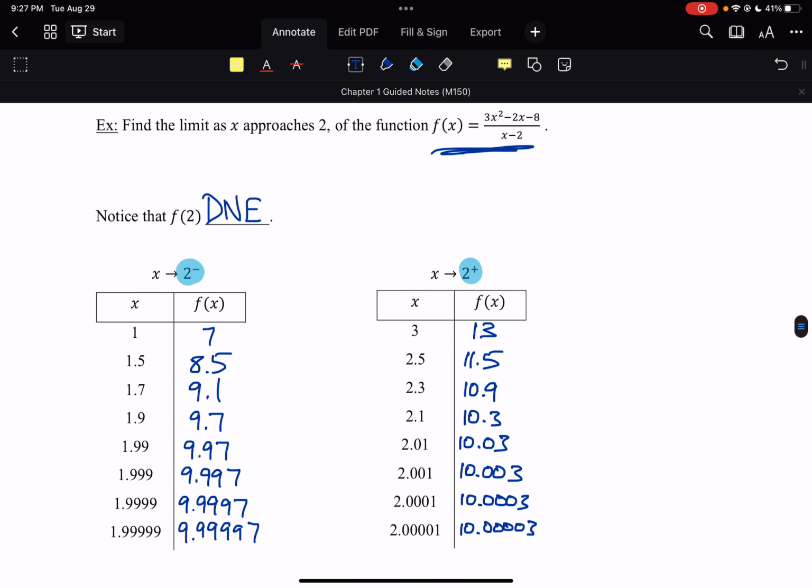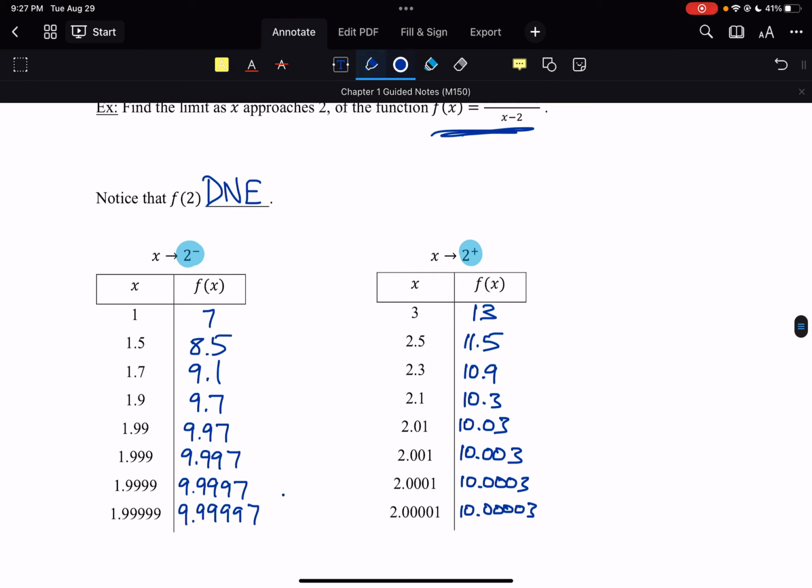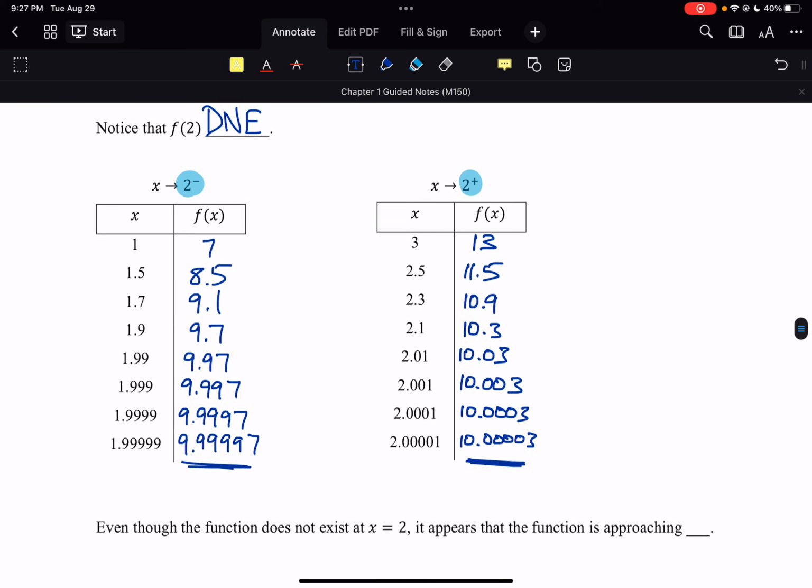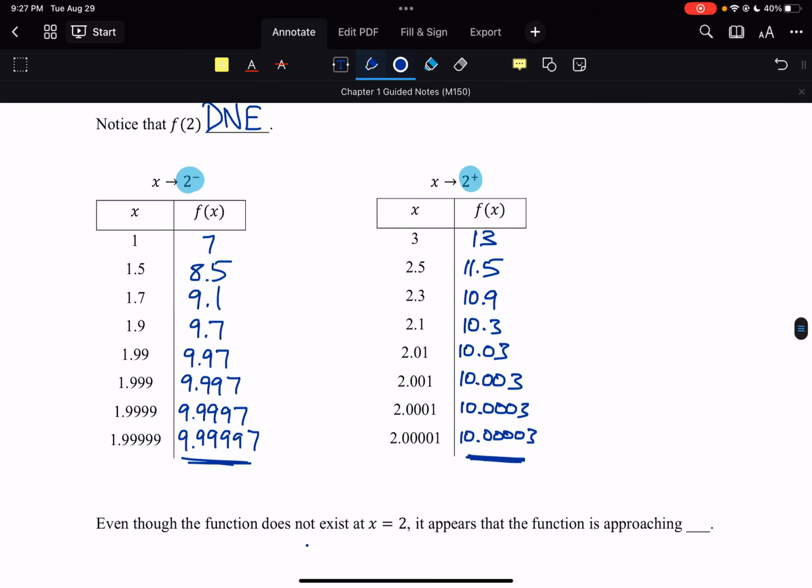So it certainly seems like these values are approaching something, right? Some of these values are coming from beneath it, some from above it, but it does look like the function is approaching 10. So even though the function doesn't exist at 2, it appears that the function is approaching 10. And we're going to look again at this one a little bit later and try to verify what we suspect at this point.